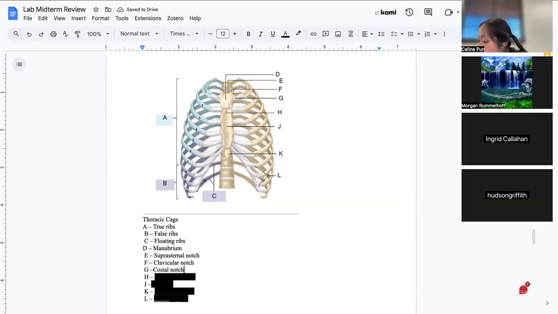H is a sternoid angle. Sterno, sternum means chest, so you could palpate it on your chest. This angle, okay. And then J is this huge bone. That's called a body.